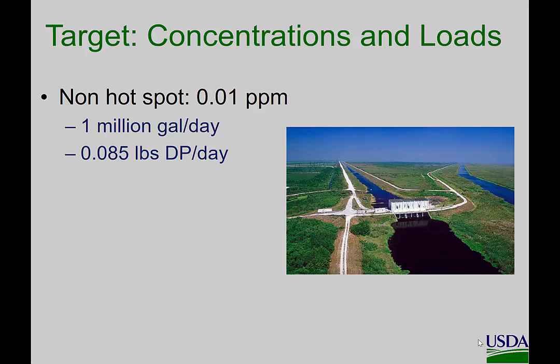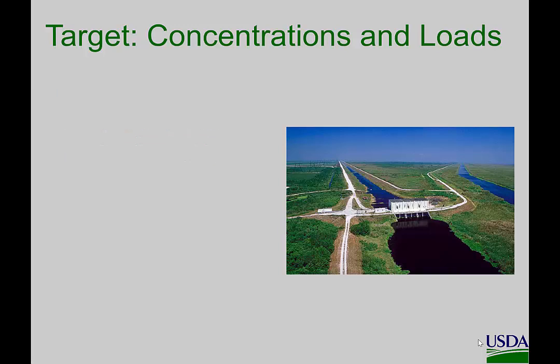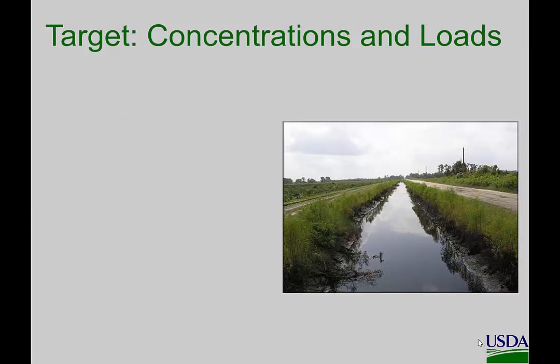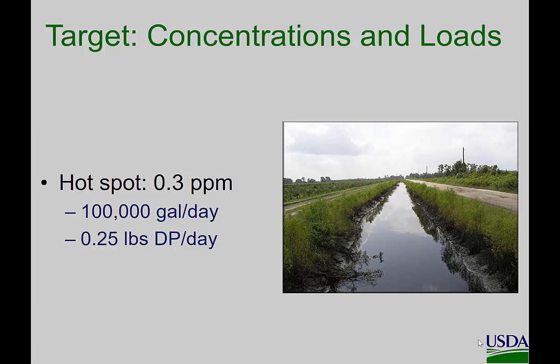Picture this canal. I'm making these numbers up as far as flow. Say it's 1 million gallons a day of flow, and it's 0.01 parts per million phosphorus. So that load is about 0.085 pounds of dissolved phosphorus a day. Consider this. Here's a drainage ditch. Much smaller flow. Let's say it's only 100,000 gallons per day, but the concentration is 0.3 parts per million dissolved phosphorus. Now that one's pumping out about a quarter pound of dissolved phosphorus per day.